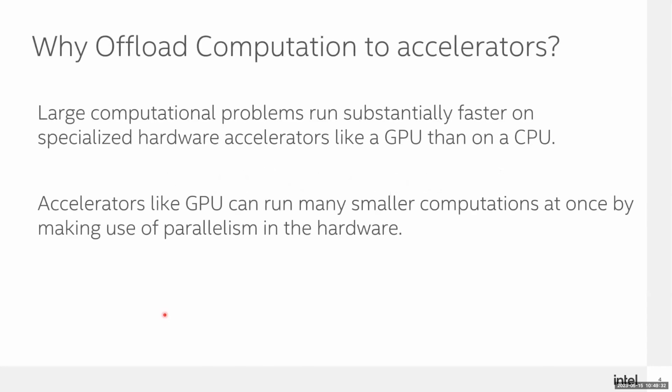Mainly, large computational problems run substantially faster on specialized hardware like a GPU than on a CPU. That's mainly because a GPU, as an example, can run many small computations at once by making use of parallelism, right? So that's why it's important. Instead of running your code just on the CPU, certain types of computation can be offloaded to the GPU, and then that will run faster and give you better performance. So that's the main reason for offloading computation.